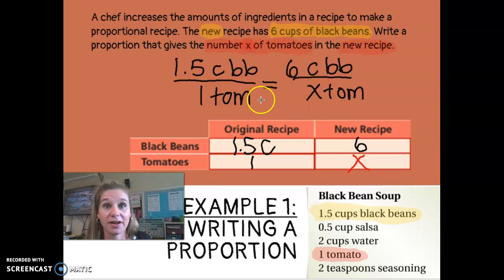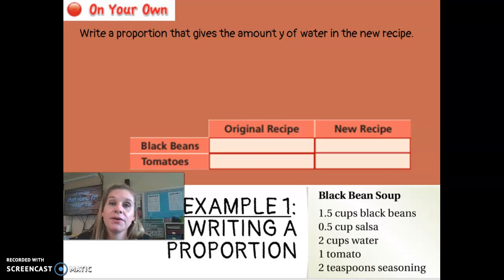So let's move on and try a couple more. For this first on your own, I want you to write a proportion that gives the amount Y of water in the new recipe compared to the original recipe. So I want you to use the question from before as a guide and see if you can come up with a proportion that gives the amount of water, described as Y, in the new recipe compared to the original.